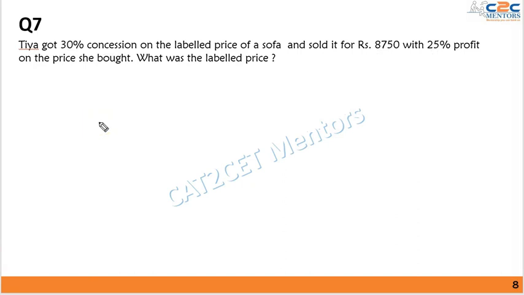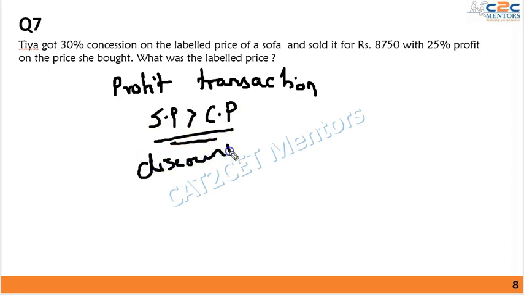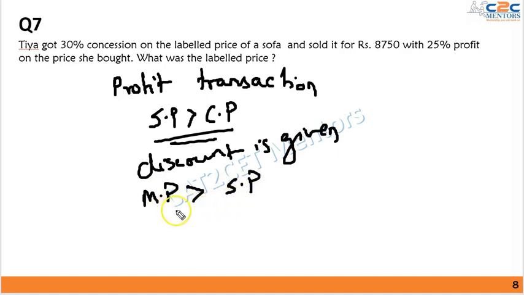Sometimes we can eliminate the options by using common sense. Whenever I'm given that there is a profit happening in the transaction, it is a profitable transaction. So in this situation, my selling price is always going to be greater than the cost price. Now whenever a discount is given, I know that my mark price is going to be greater than the selling price, because the selling price is itself greater than the cost price. So these inequalities sometimes do help to eliminate the options and make the way easier for you.